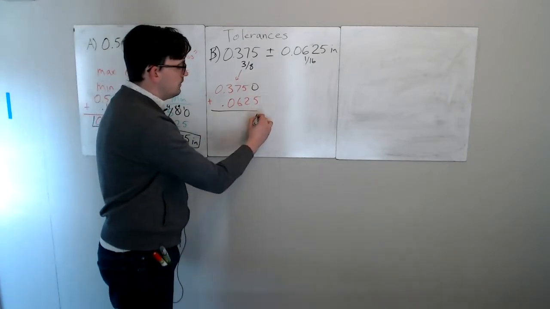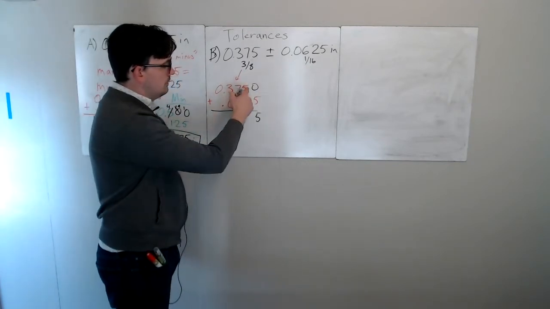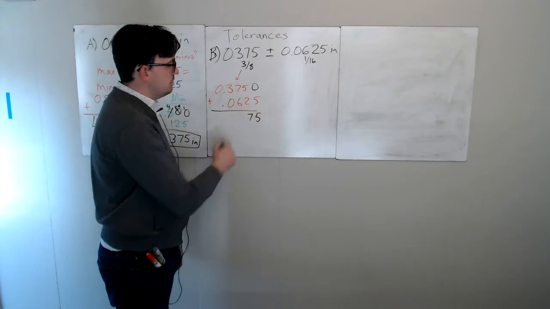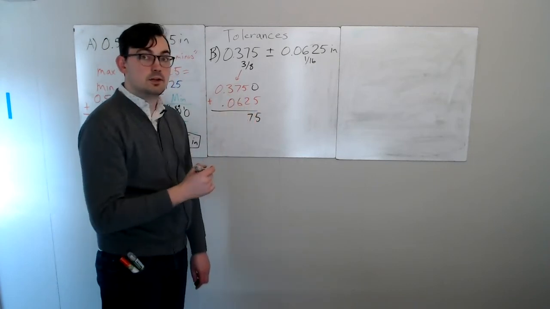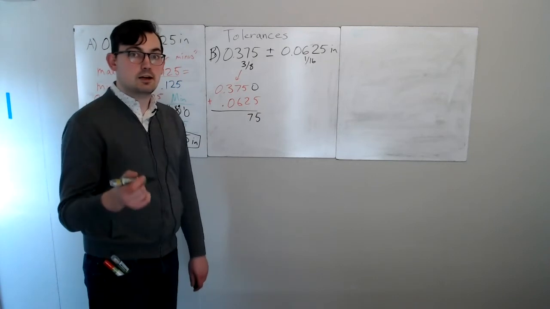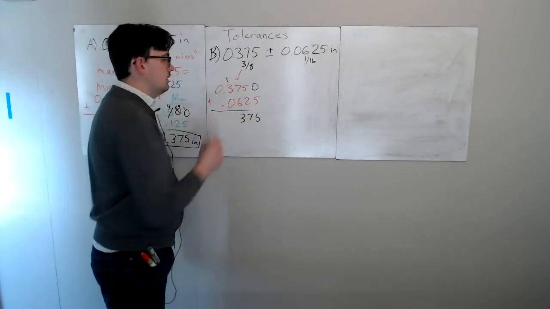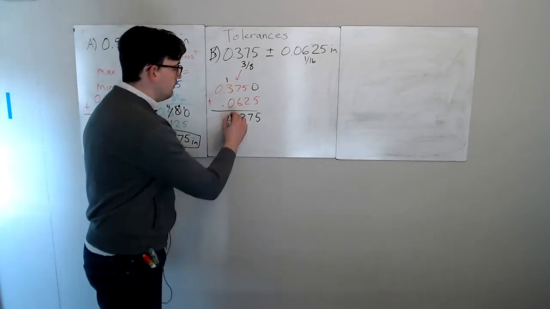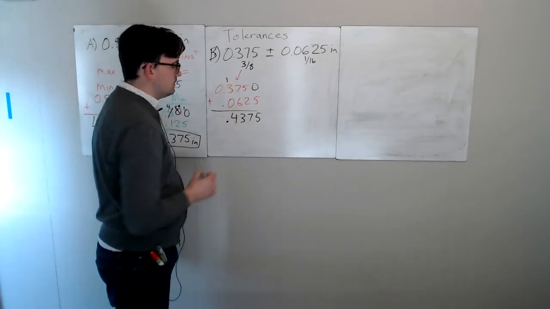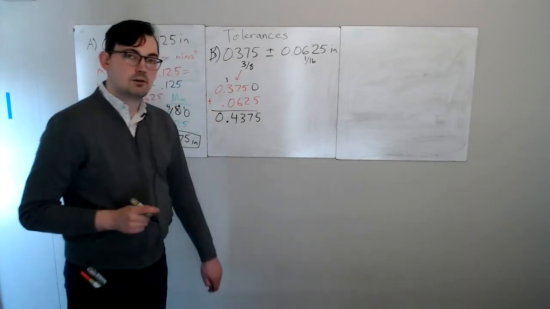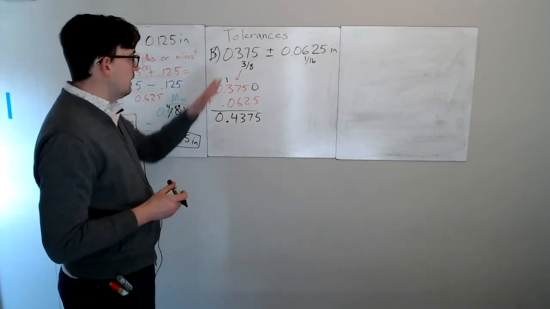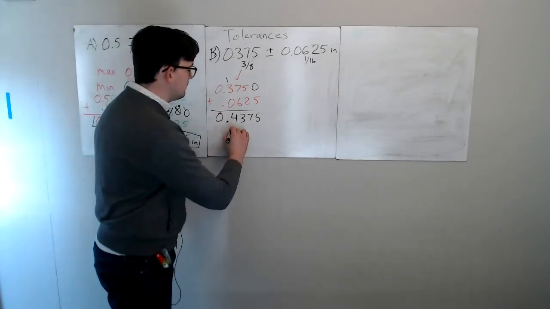0 plus 5 gets me 5. 5 plus 2 gets me 7. 7 plus 6 is a weird one. 6 plus 6 is 12, so I know 7 plus 6 is one more. That's going to be 13. And I've got 1 and 3. That's going to be 4. I'm going to put that in as 0.4375. And that came from adding these two. So this is our maximum.